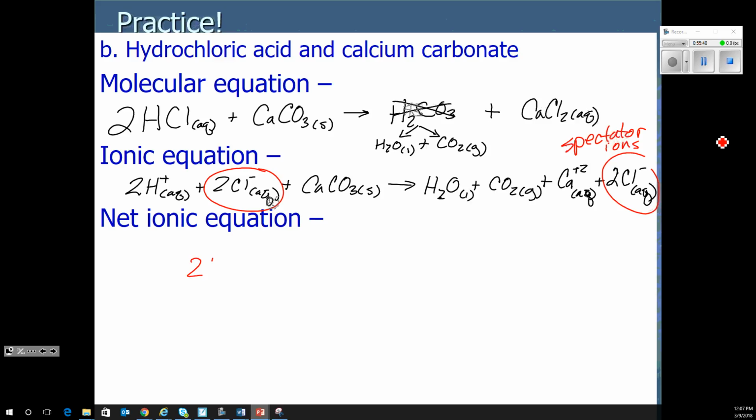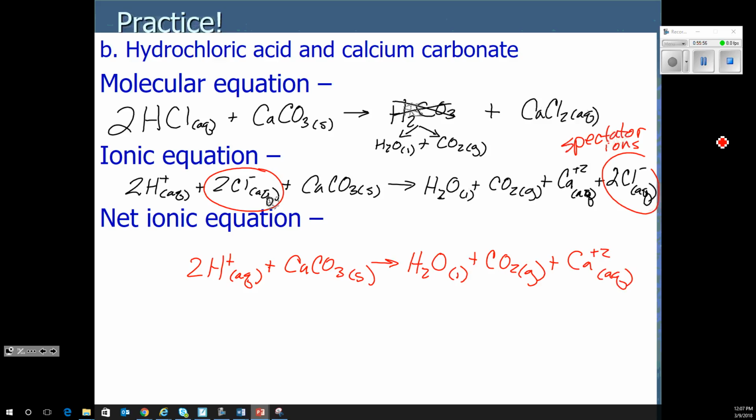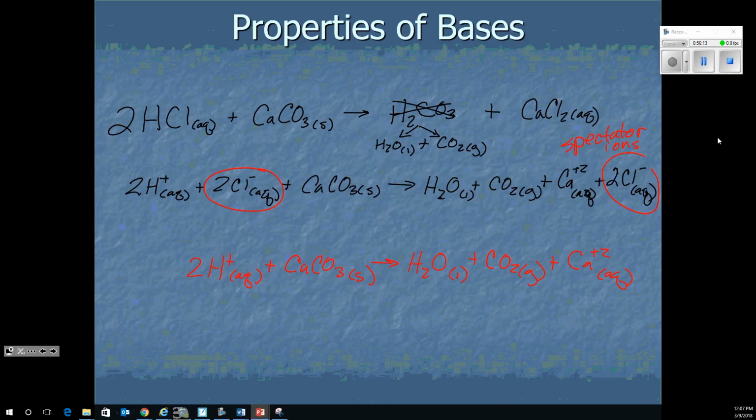So down here, 2H+ (aq) plus CaCO3 solid yields water as a liquid plus CO2 as a gas plus calcium as an ion, and we're done. How many feel better about this now? I want a thumbs up, thumbs down, thumbs sideways. You getting this? We've still got a few thumbs sideways. Okay, let's keep going.